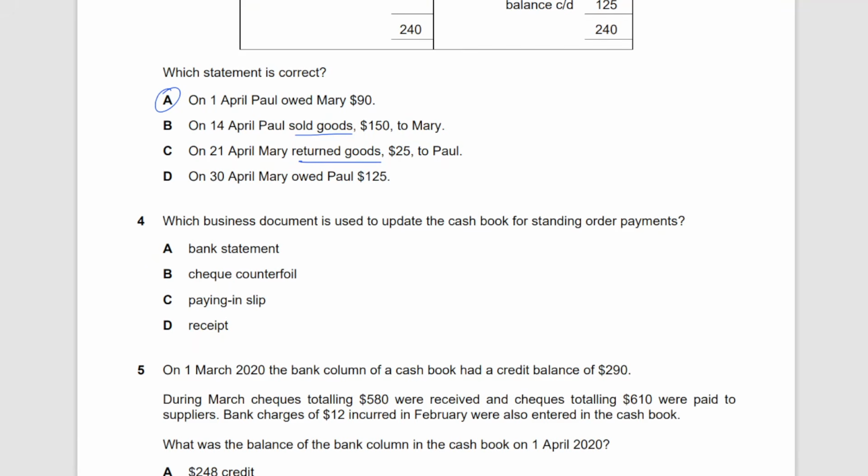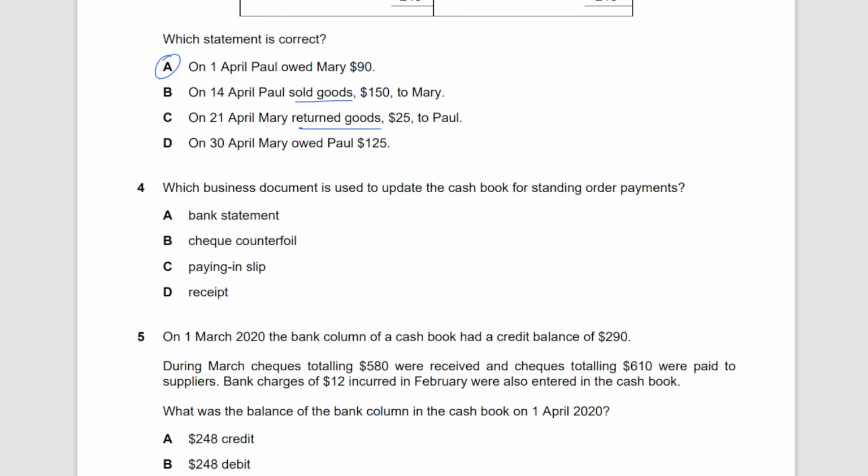Which business document is used to update the cash book for standing order payments? Standing order payments, by the way, are automatic payments. When you have some regular payments, let's say your internet bill, and it's a fixed amount, let's say $100 every month, it will automatically be deducted from your bank. You will define that. You will tell your bank to do that every month. It's automatically done. It means you are not giving any cheque, you're not receiving any cheque, you're not giving or receiving any receipt.